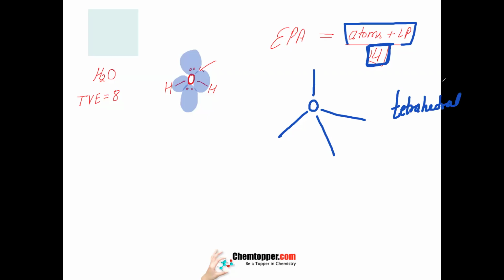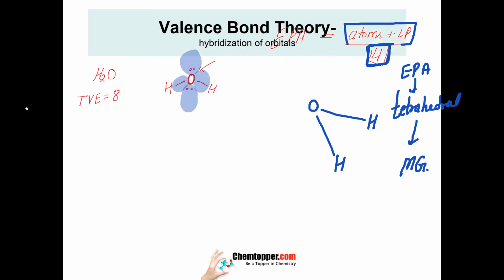So what is the EPA for water? EPA is tetrahedral. 2 are occupied by lone pairs like this, and 2 of these tetrahedral corners are occupied by hydrogen. This is EPA. Now how to decide the molecular geometry? Molecular geometry is because of the bonds, not because of the lone pairs. So these bonds are missing. There is no bond here. There is no bond here. Put these lone pairs in the orbitals of oxygen like this.